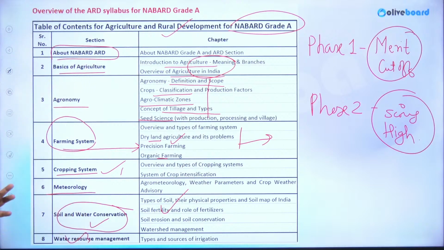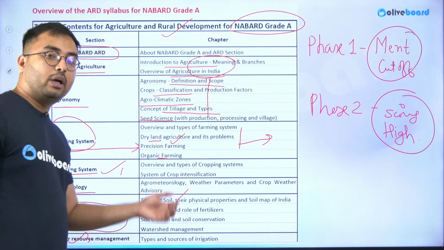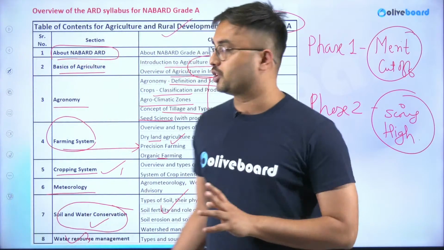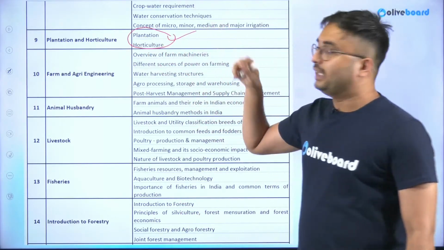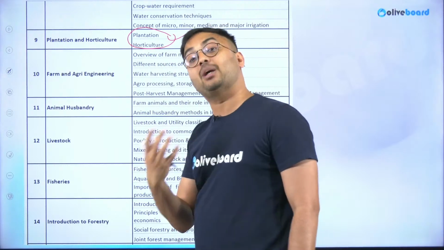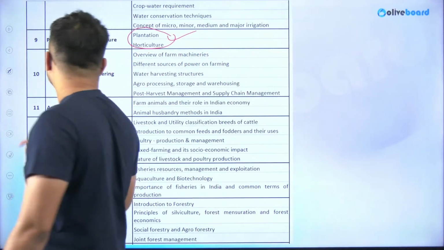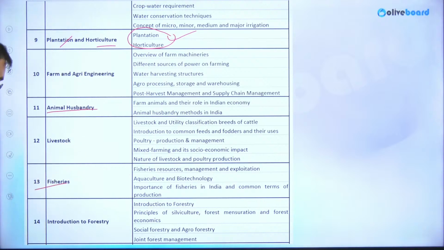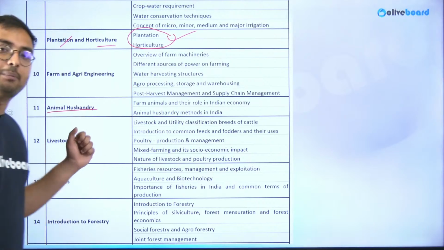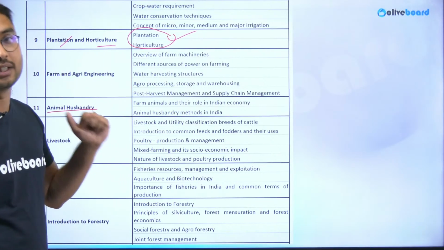Then comes water resources management. So overall, the role of irrigation in agriculture. Then plantation. From here we start the breaking down of agriculture into its sub branches. What are the sub branches of agriculture? So horticulture, plantation. Then comes animal husbandry, then comes fisheries, forestry. These are the sub branches. Agronomy, this is the sub branch.